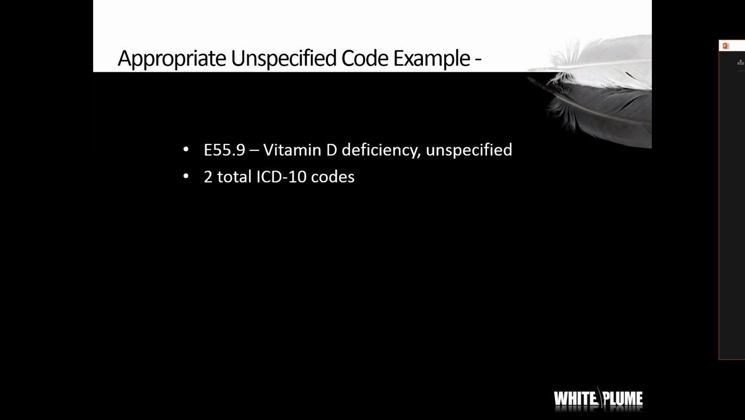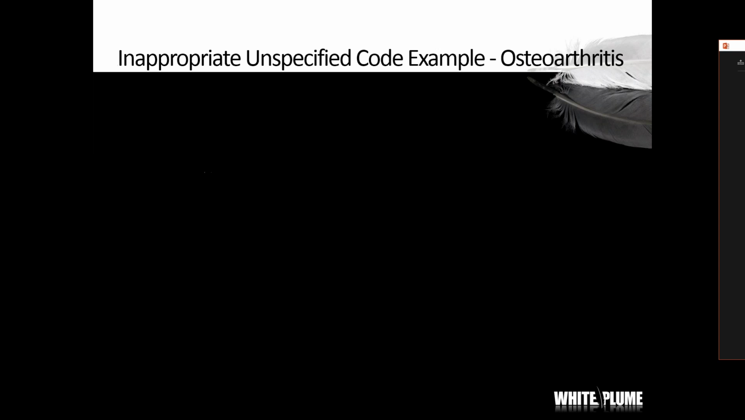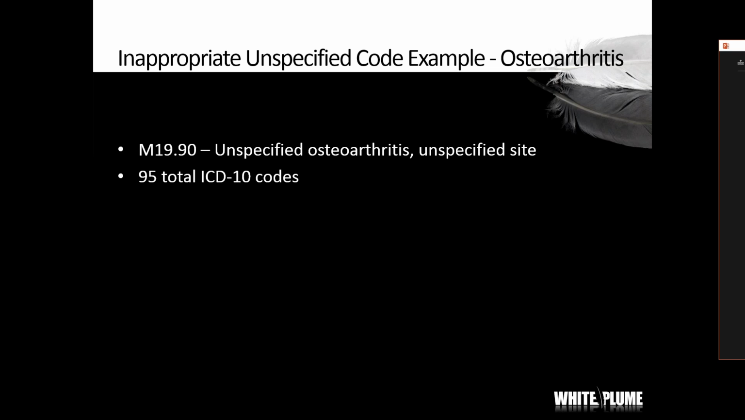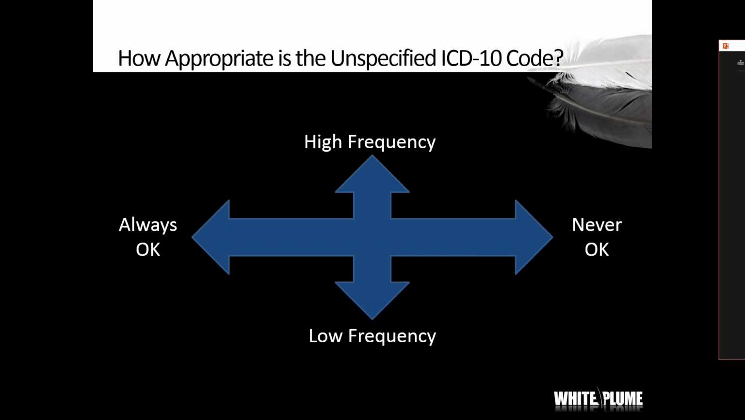So we've already talked quite a bit about the E55.9 vitamin D. That could be an appropriate scenario, and we would let that stand as opposed to changing that or forcing the doctors to choose rickets. But some inappropriate examples, like my osteoarthritis, unspecified. Is it primary? Is it secondary? Is it post-traumatic? Is it with myelopathy? Is it with radiculopathy? So there could be, depending on how you count, 95 total ICD-10 codes for that. And if you're using 11% of your encounters with that unspecified code, not a good thing. So you need to specify. I've said not only would you need to check primary versus secondary, but also which joint, which laterality. Certainly those matter.